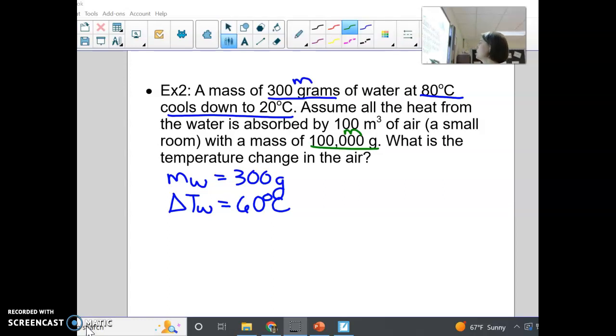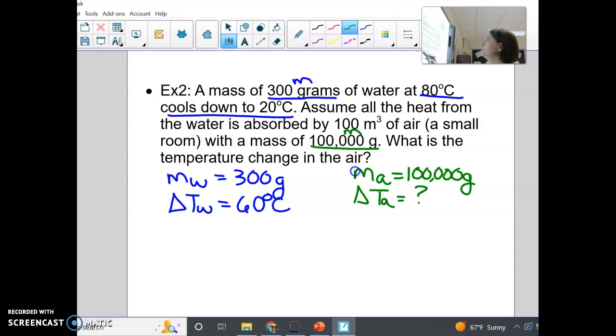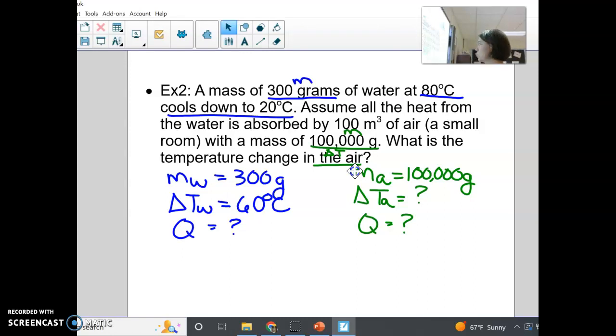All right, so let's come over here, and our mass of our air is 100,000 grams. And then what else do we know? Well, our change in temperature of the air, delta T, is what we're trying to figure out. And then, so we know Q. Well, we're going to have to figure out Q in both of them. And so there's Q, there's mass. We have mass of both. There's Cp, which isn't in either of these. But can I figure it out?